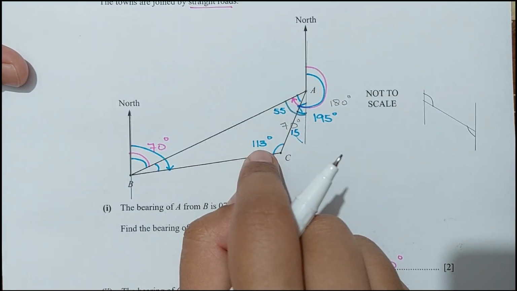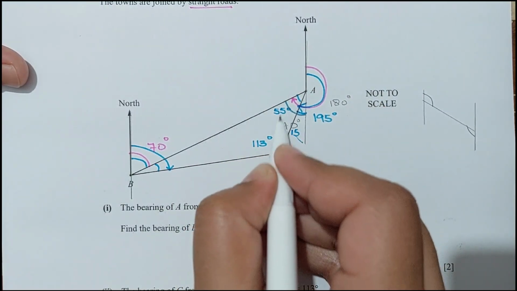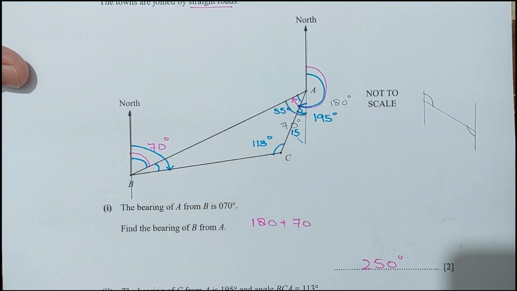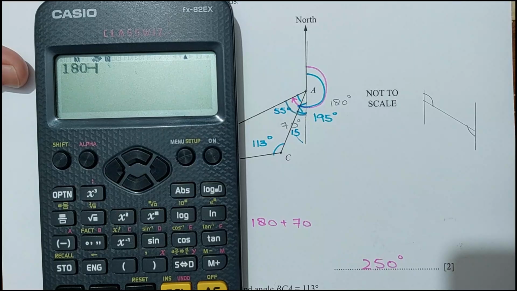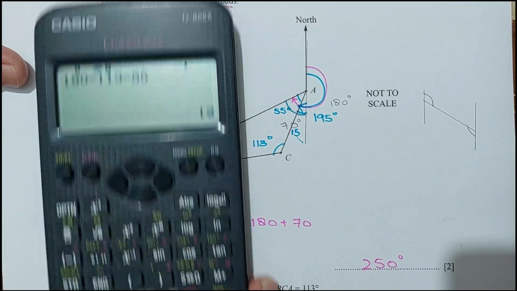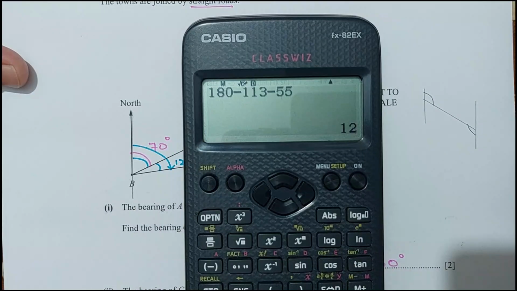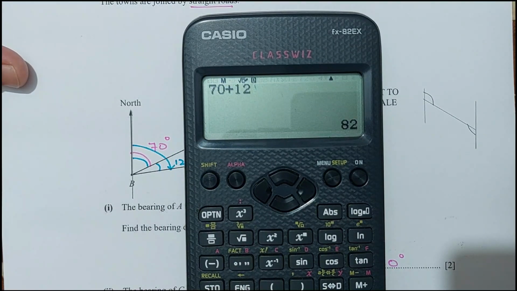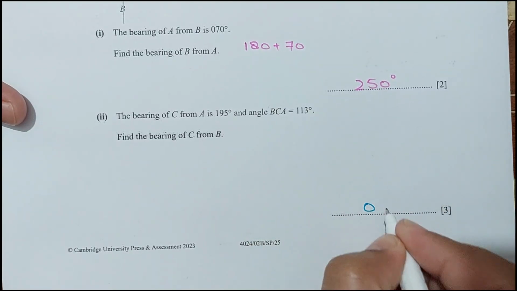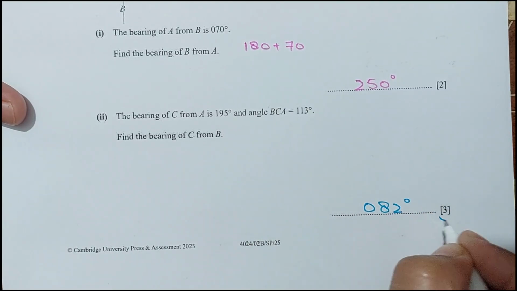So we have this angle, this angle. Let's find out the third angle of the triangle. From 180, subtract 113, subtract 55. So this angle is 12 degrees. In 70, add 12, 82. That would be the bearing. Yes, 082 degrees. It's a 3-mark question.